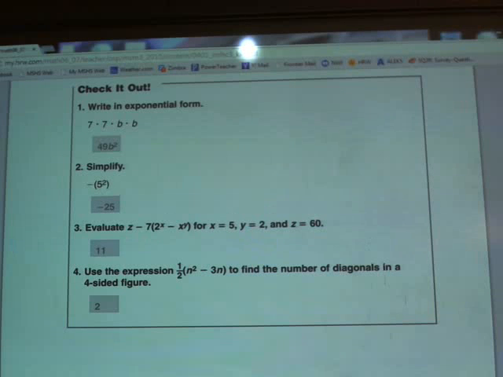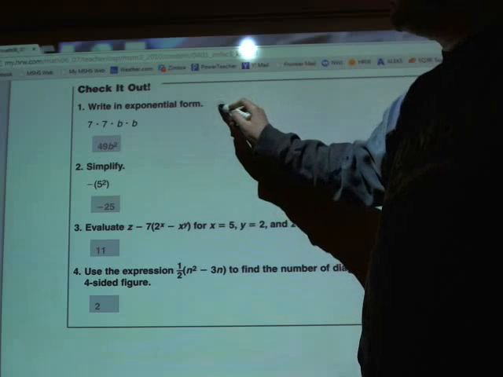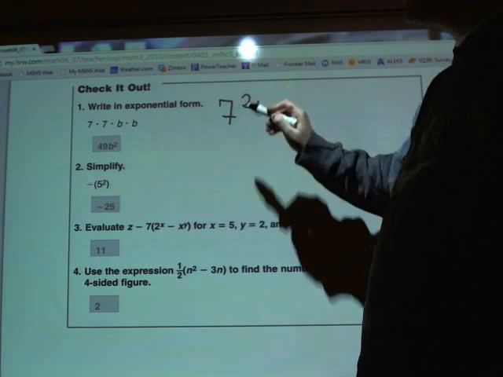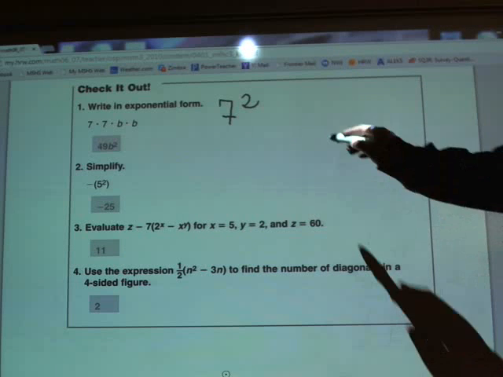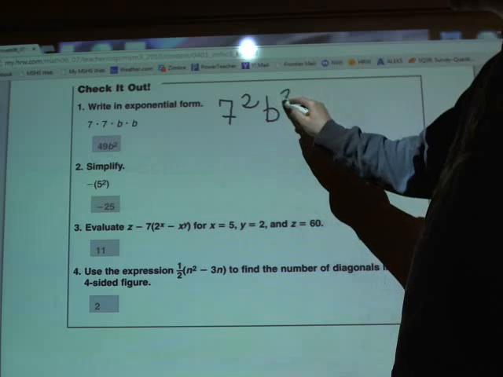In the front of that question, number 1 there, we've got 7 times 7. Well, 7 times 7, that's 2 7s, or 7 is being used in the multiplication problem 2 times. So that's going to be 7 squared. And with the b's, we have the same thing happening because there's 2 of them. So that's going to be b squared.